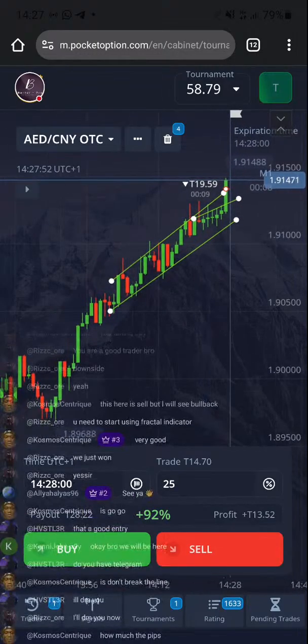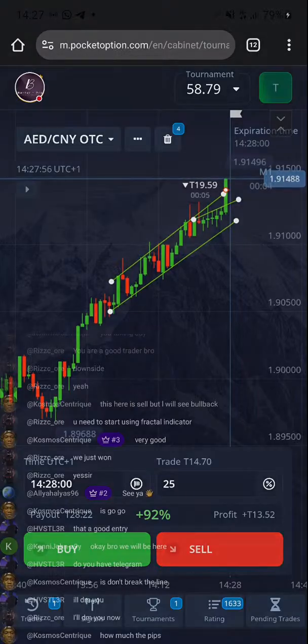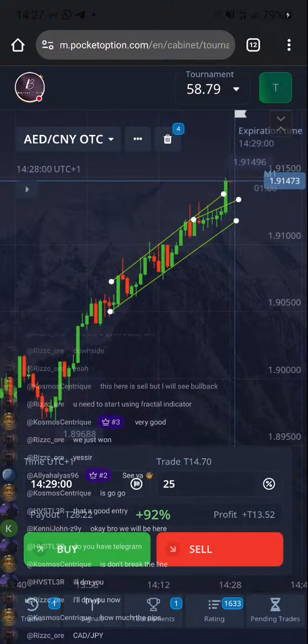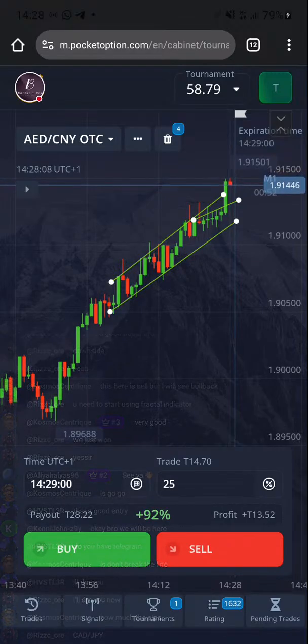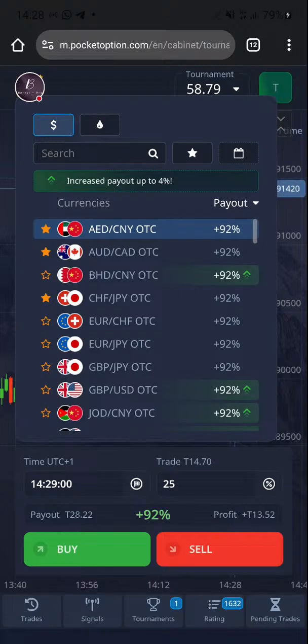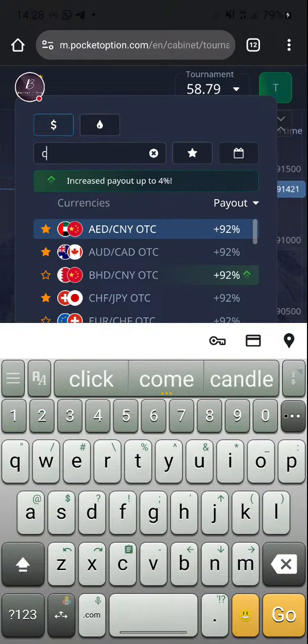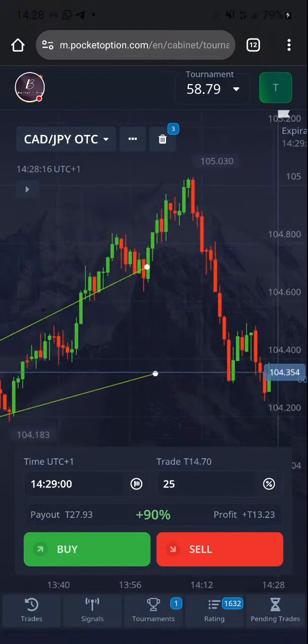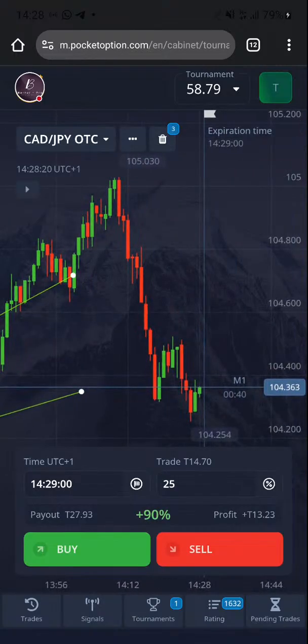Oh, this is an exhaustion candle. Cosmos, you're asking how much the pips. We don't use pips here actually. We use trade amounts. So, okay, CAD JPY. Let's see. Is it the OTC one? Let's see. Is it the OTC one?